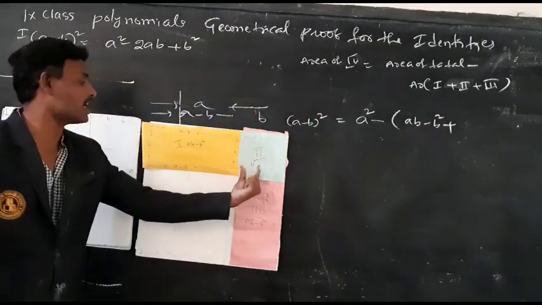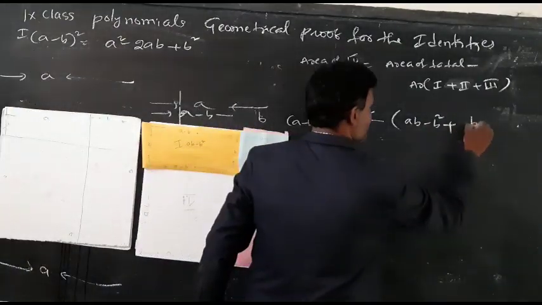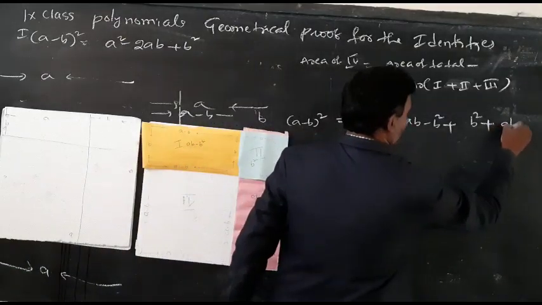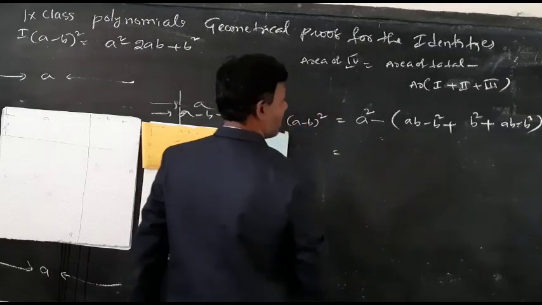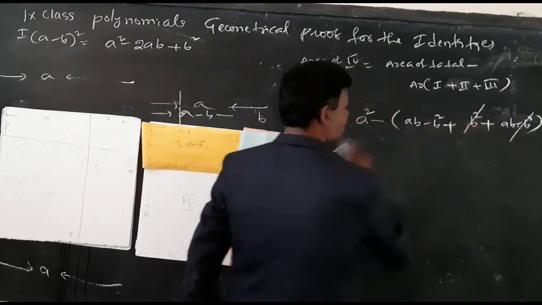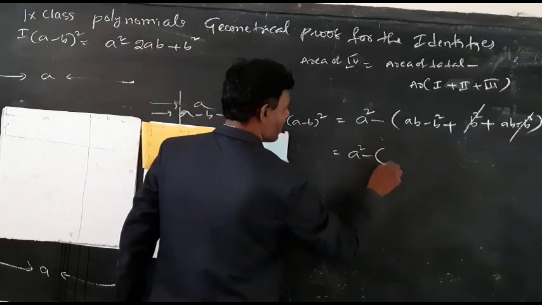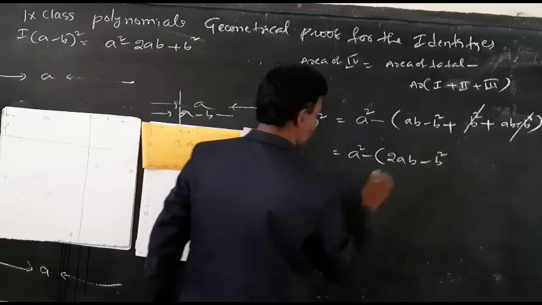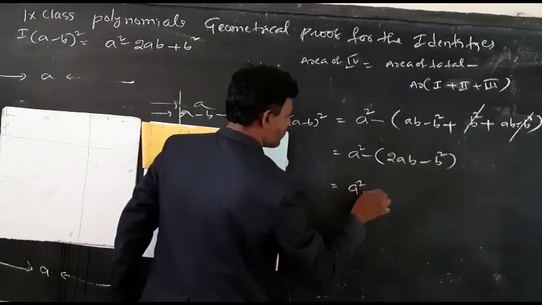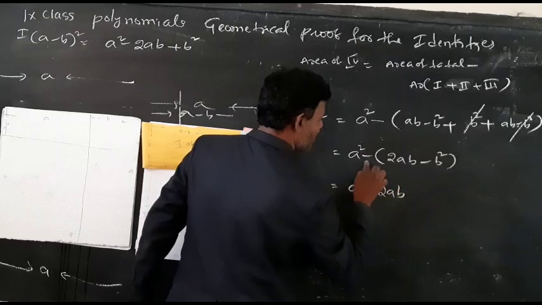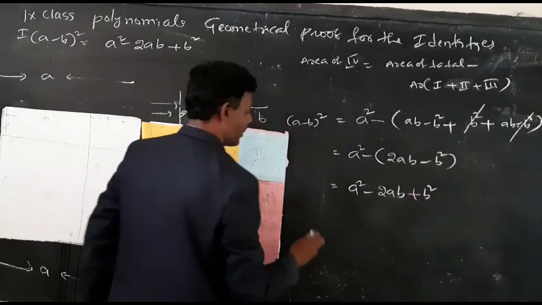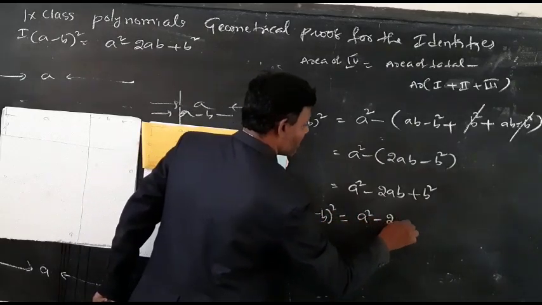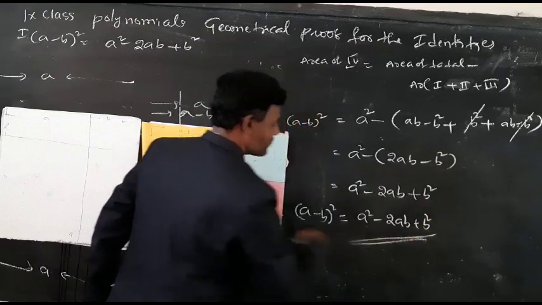Plus. What is the area of the second figure? B square. Plus area of the third figure, AB minus B square. Now what happens? Here minus B square plus B square cancel. So finally A square minus 1AB plus 1AB, 2AB minus B square. A square plus into minus minus 2AB, minus into minus plus B square. So finally the value of A minus B whole square is equal to A square minus 2AB plus B square.